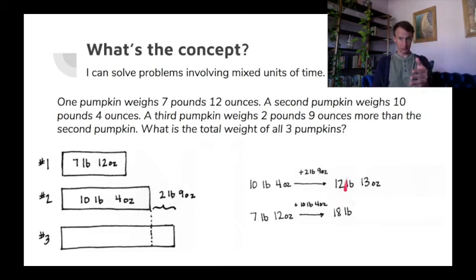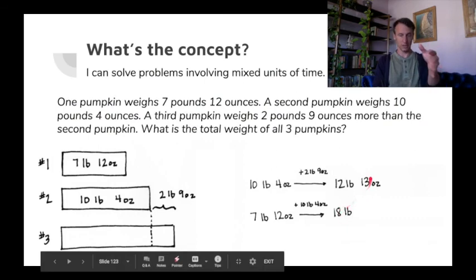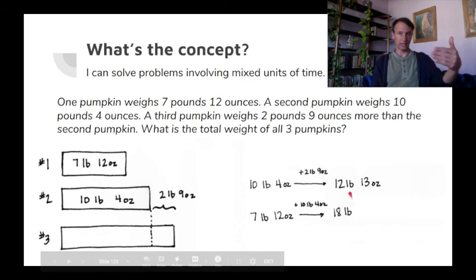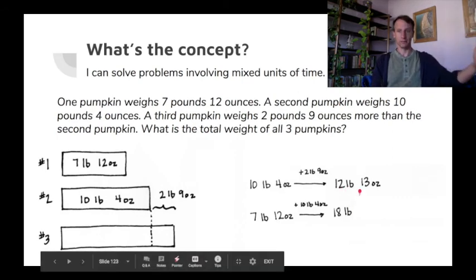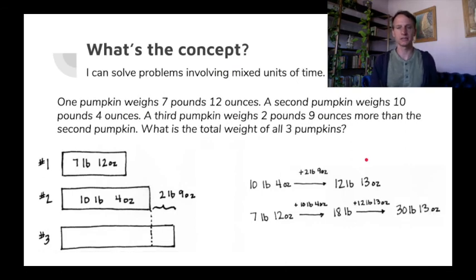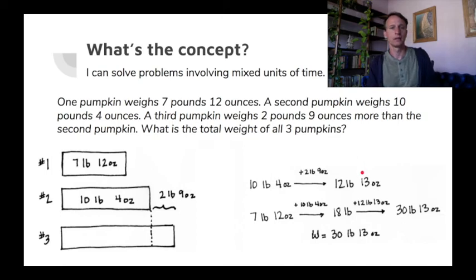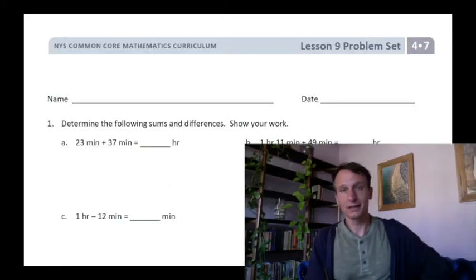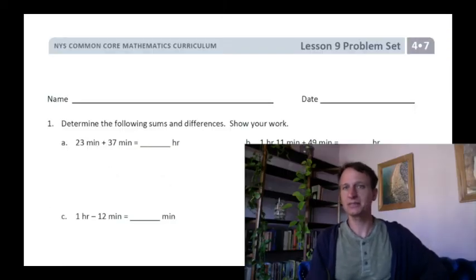Now, putting pumpkins 1 and 2 together with pumpkin 3, that's pretty straightforward because we have no ounces here. So it's just 12 and 18 are 30, and then 13 ounces. 30 pounds, 13 ounces. That's a whole lot of pumpkin. Oh, yeah. And you did it. Whew. That was a big old double lesson, wasn't it?